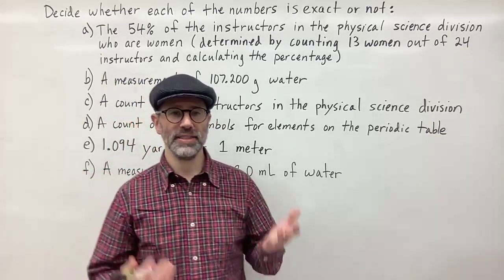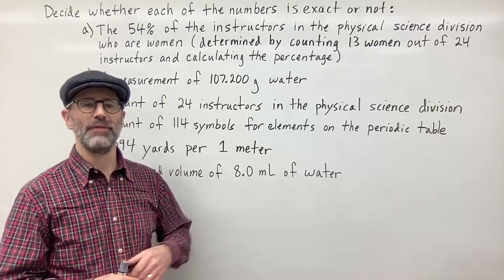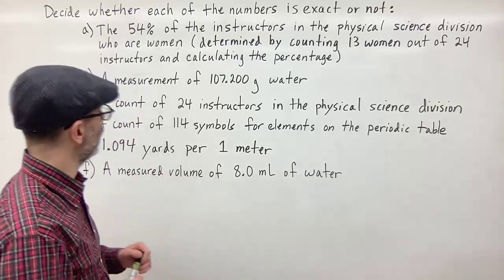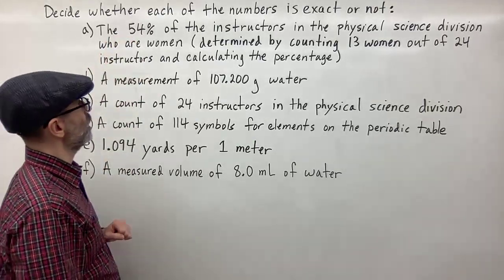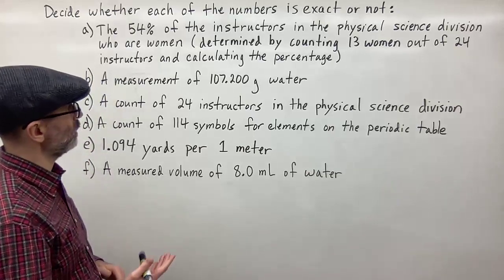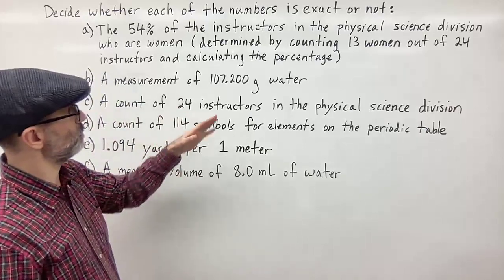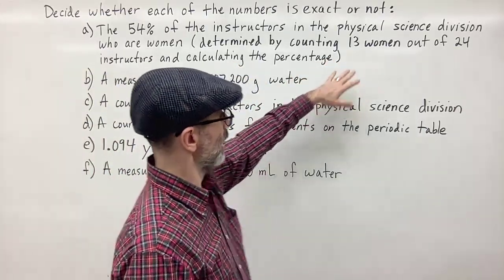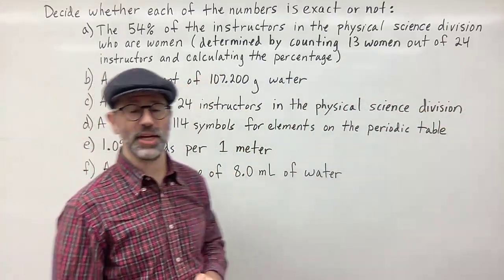So let's go over these examples and determine whether we have something that's exact or inexact. And if it's inexact, let's determine the number of significant figures. All right, so the percentage: 54% of the instructors in the physical science division are women, and they tell us how this percentage was determined. They determined the percentage by counting 13 women out of 24 instructors total and then calculating the percentage.